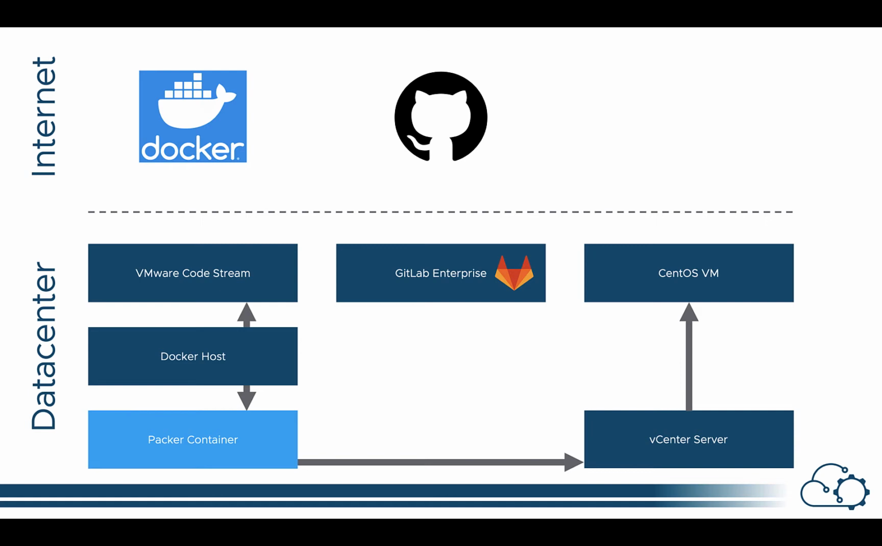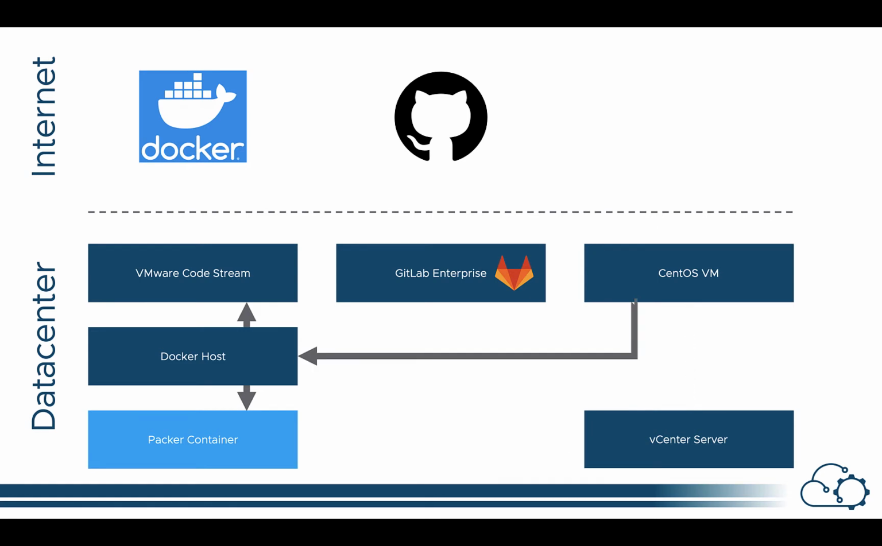Packer inserts a boot command into the CentOS installer to tell it where to go and get its kickstart file from. Surprise, surprise, that's from Nginx on our Docker host. So the CentOS VM, using a DHCP address, reaches out to the Docker host or the Nginx, grabs its configuration file, and starts to install CentOS.